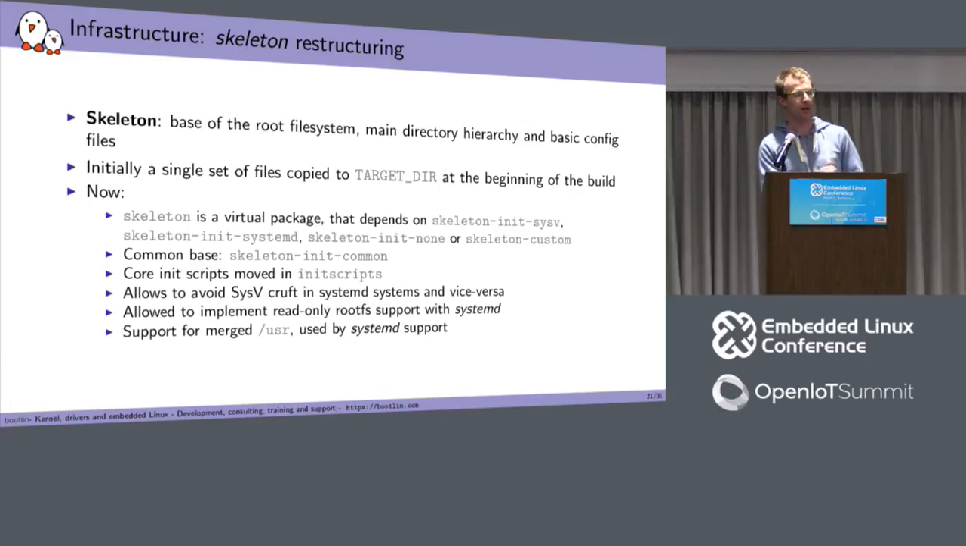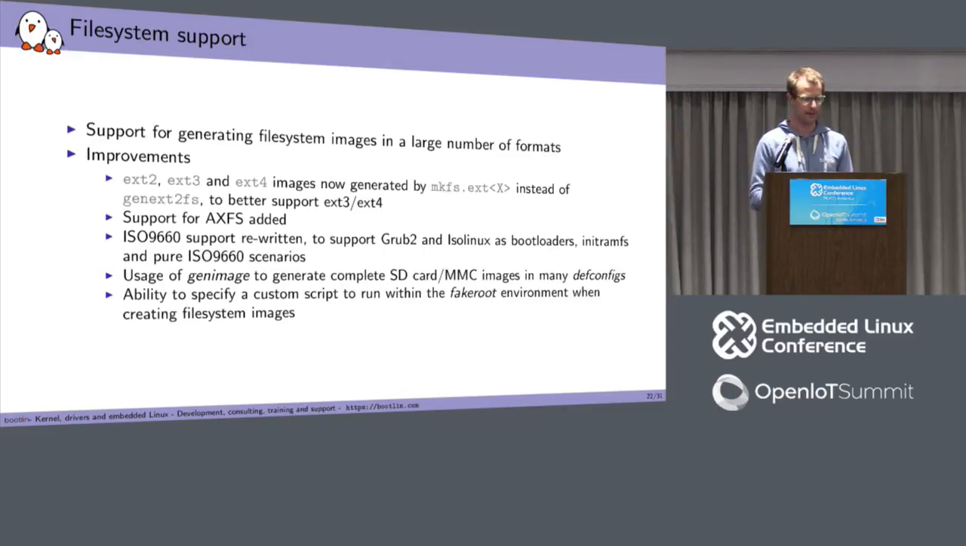So we've split that up, factorized the common part in a common package, reorganized all those things. So it's much better supported these days. This allowed us to add support for read-only root file system with systemd, which was not nicely supported until then. We support the merged /usr, where /usr/bin and /bin and /usr/lib are the same folders, which is also used by systemd. So there's basically a bunch of better support for systemd-based systems in Buildroot since a few years.